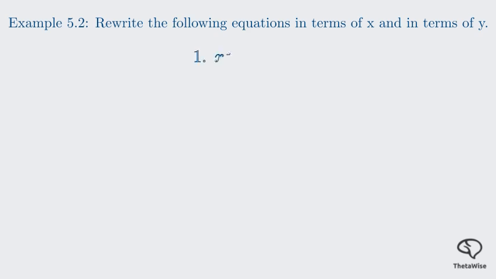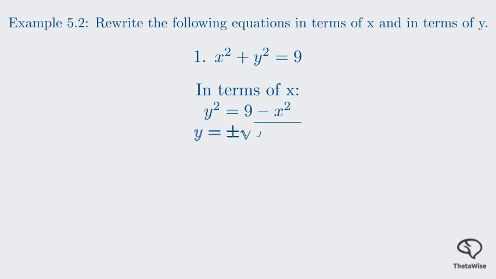First, the equation of a circle. x squared plus y squared equals 9. To express y in terms of x, we isolate y. Subtract x squared from both sides, then take the square root. Remember to include the plus or minus sign, as there are two y values for each x, the top half and the bottom half of the circle.